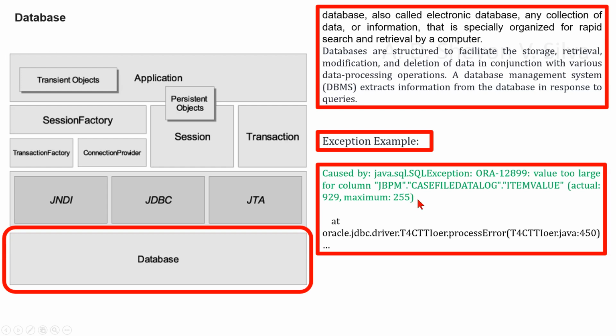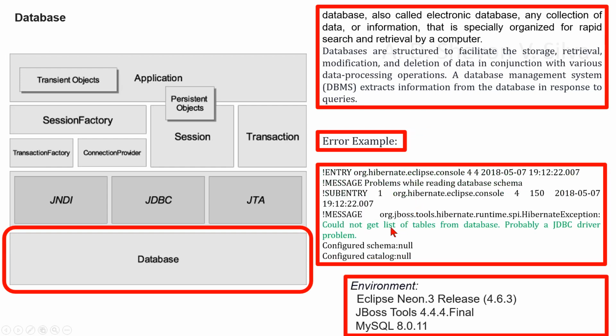As an example, we can consider this: caused by java.sql.SQLException: ORA-12899: value too large for column JBPM.CASE_FIELDS_DIALOG.ITEM_VALUE. As an error example, we can consider this: could not get list of tables from database, probably a JDBC driver problem.